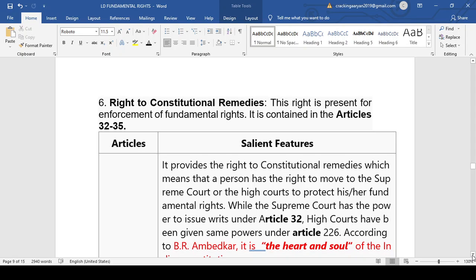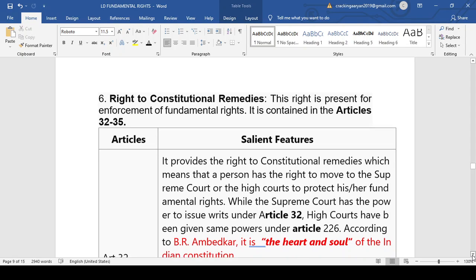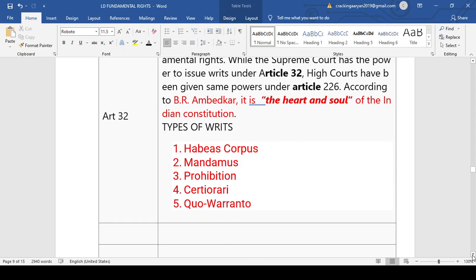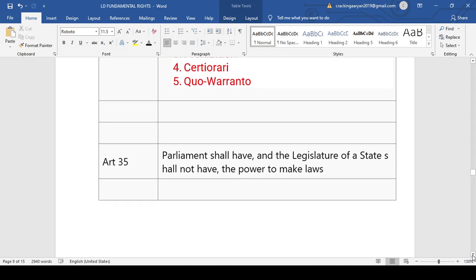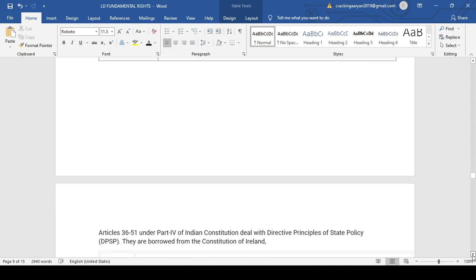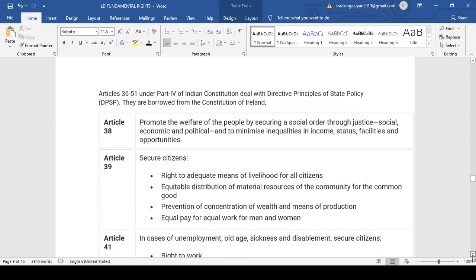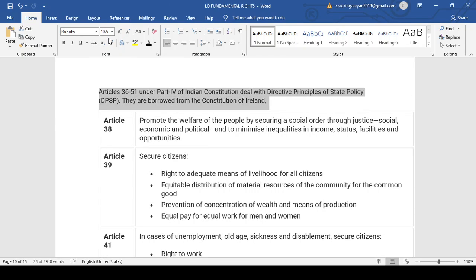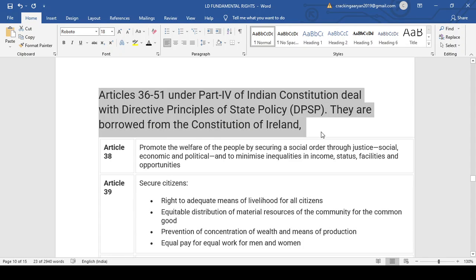Then we come to the very famous, the heart and the soul of the Indian Constitution, that is Article 32, in which we discussed the five types of writs, that is habeas corpus, mandamus, prohibition, certiorari, and quo warranto. And the last was Article 35, that was of not much importance. Now today we will be starting with the DPSP, that is Directive Principles of State Policy.